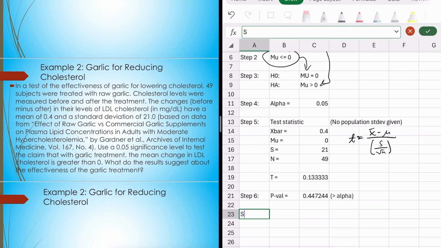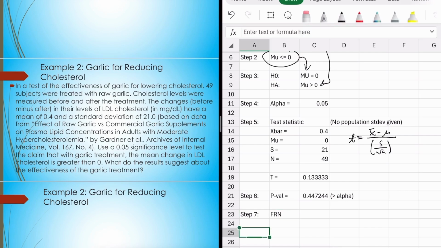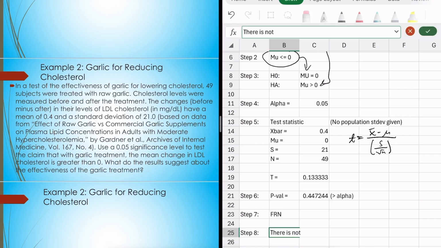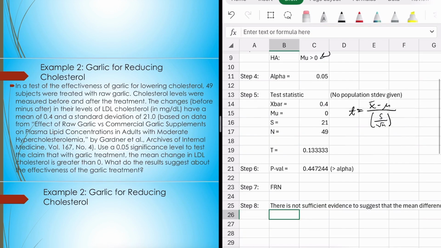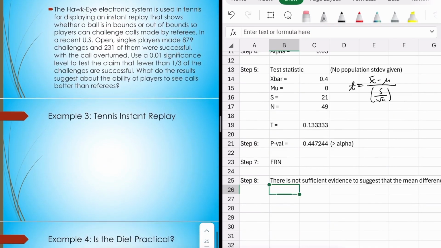So step 7, fail to reject the null. It's because the p-value is much bigger than alpha. Conclusion: I failed to reject the null. Not sufficient evidence. My conclusion: not sufficient evidence to suggest the mean difference is positive. All right, go on to the next one.